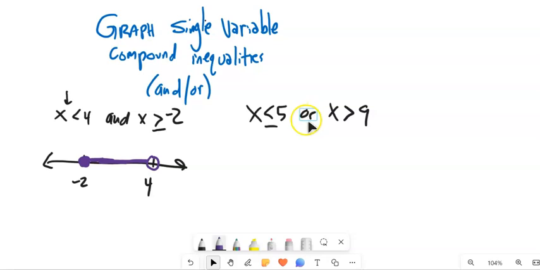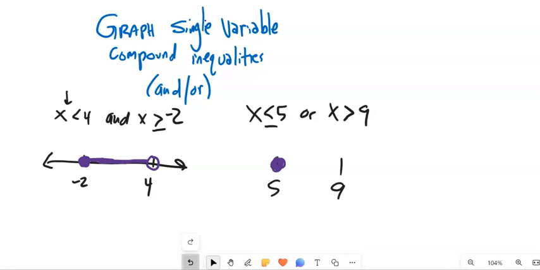Now, or is just a bucket. Or just means it just has to be one of the two. So here's 5, here's 9. X is less than or equal to 5. That looks like this. Or x is greater than 9.